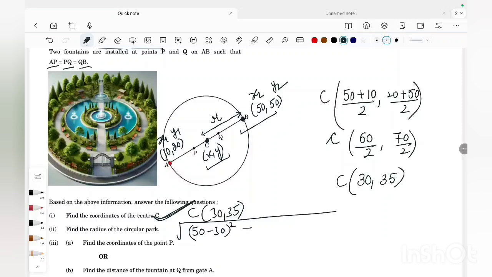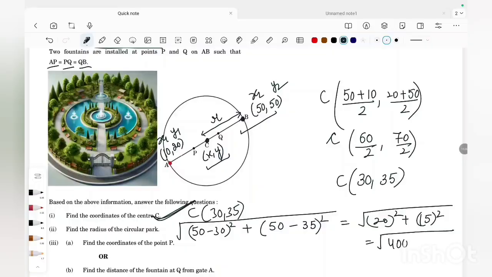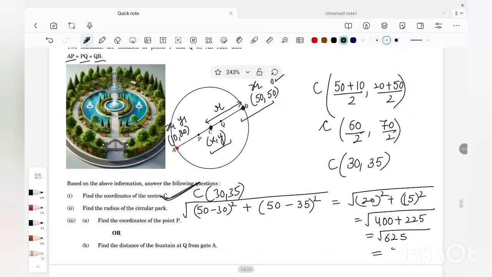Minus 30 whole square plus y coordinate 30 and the y coordinate of C point is 35. On solving, what will you get? 20 square plus 15 square. 20 square is 400, 15 square is 225. 625 we know. Root of 625 is 25 units.